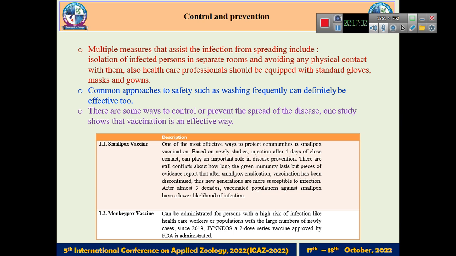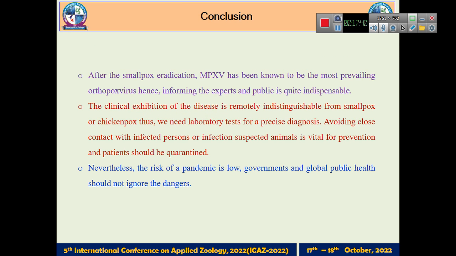The second one is the monkeypox vaccine. It can be administered for persons with a high risk of infection, like healthcare workers or populations with a large number of new cases since 2019. JYNNEOS, a 2-dose series vaccine approved by FDA, is administered.